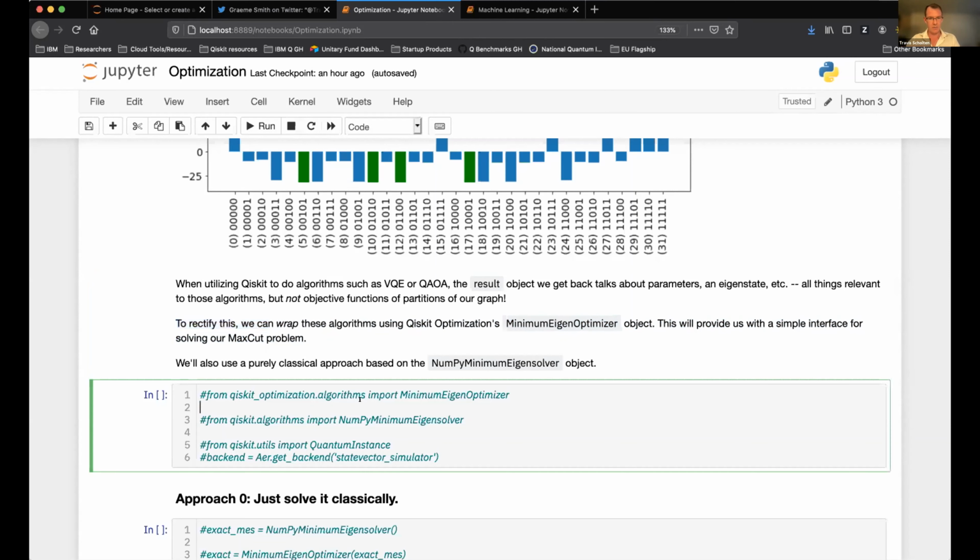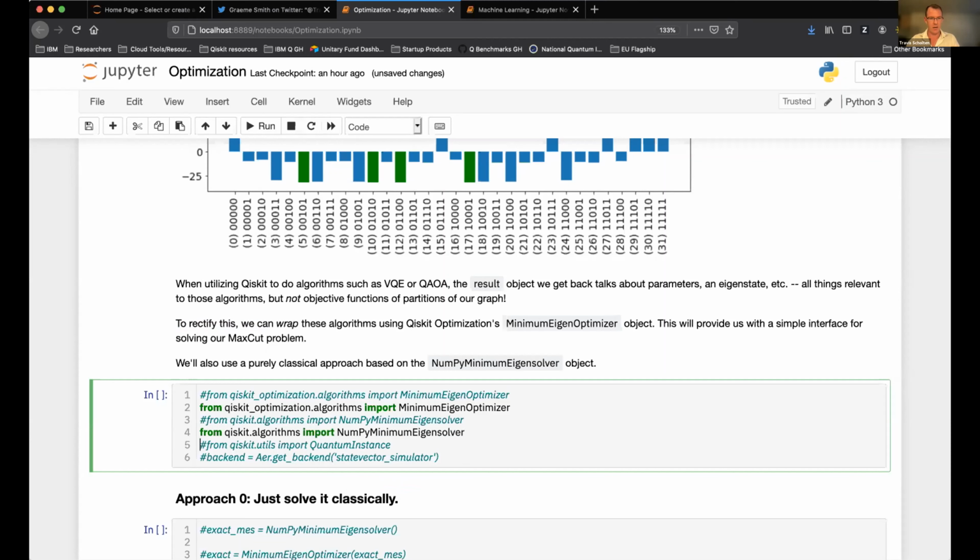Okay. And so this minimum eigenoptimizer ships with Qiskit Optimization. So we'll go from qiskit_optimization.algorithms import MinimumEigenOptimizer. Then, because this problem is sufficiently small, we could also use a purely classical approach. So we'll go from qiskit.algorithms, but actually this one ships from Qiskit itself, NumPyMinimumEigensolver.